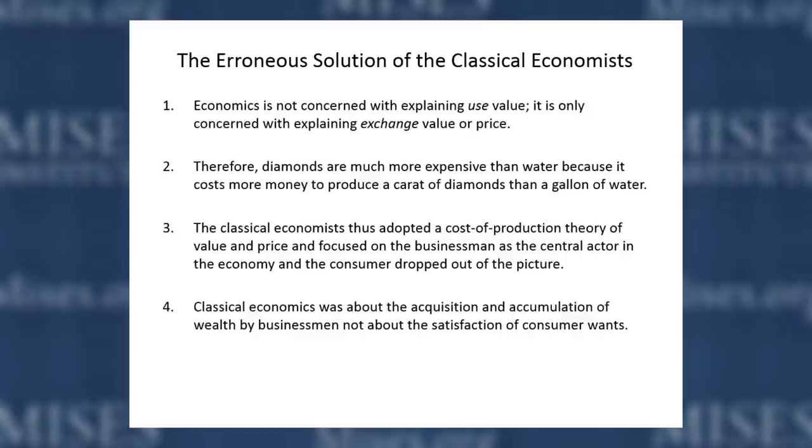So they sort of slipped into this cost of production theory of value. In addition to that, the classical economists believed that economics was about the acquisition and accumulation of wealth by businesses. So business owners would buy low. Okay, so they try to minimize their costs and maximize the prices of the goods that they sold, to sell goods that had high prices compared to costs. And in that way, they were able to accumulate wealth. So the whole definition of economics became the explanation of the accumulation of wealth.